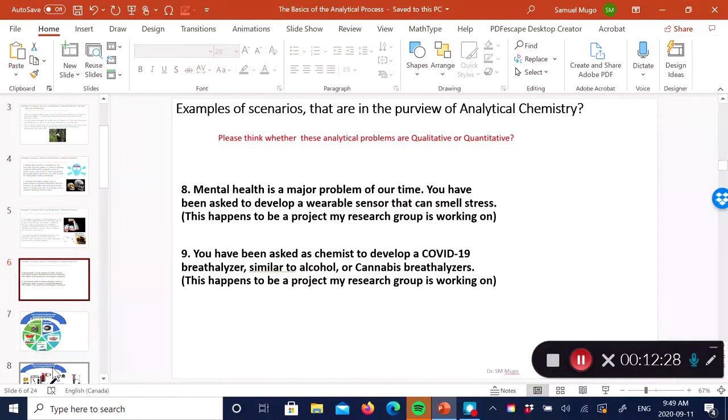Another good problem that I took from our research group here in McEwan that we work on, you've been asked as a chemist to develop a COVID-19 breathalyzer. I think you all know that when you're trying to detect COVID-19, you take a nose swab, but often they have to take that to the lab to do RNA detection, which takes a long time. So before you get the results that possibly you've been exposed to COVID-19, then it's a couple of weeks. A better approach would be to get very quick sensors that you can get the results right away.